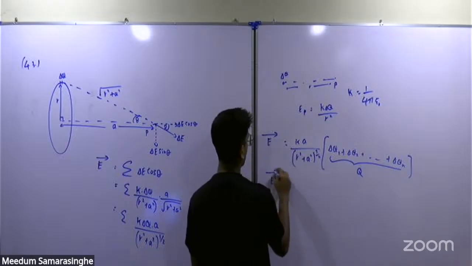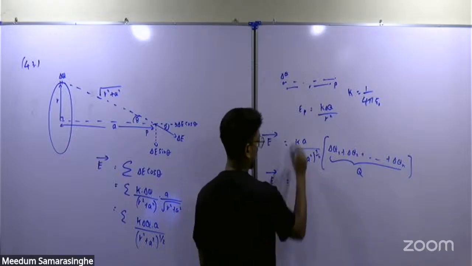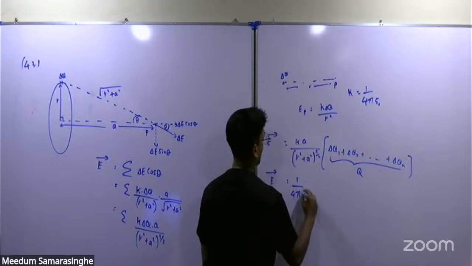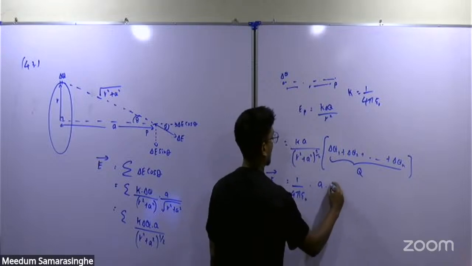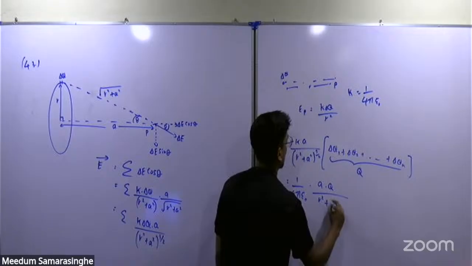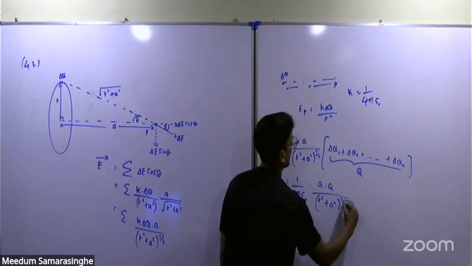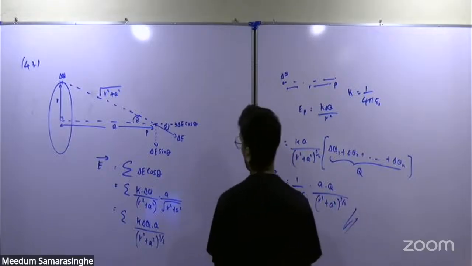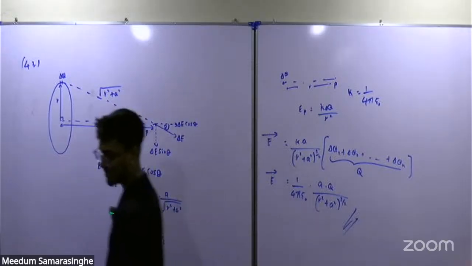So the electric field strength should be in this direction. K is 1 over 4 pi epsilon naught, times A times Q over R square plus A square to the power 3 over 2. That is the electric field strength.